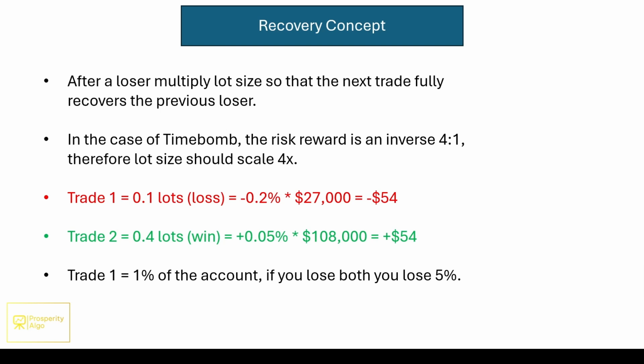And in this particular example in the backtest, which I'm going to show you guys, I think that on the first trade, you should always risk 1% of the account, because then if you lose both, so let's say you lose trade 1 and you lose trade 2, because you just happen to have 2 losers in a row, you would only lose 5% of the account. So you're still not risking an obscene amount on any particular series of trades.